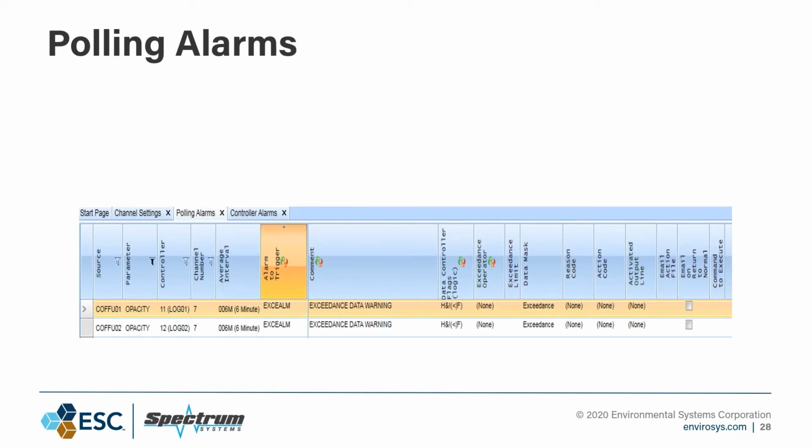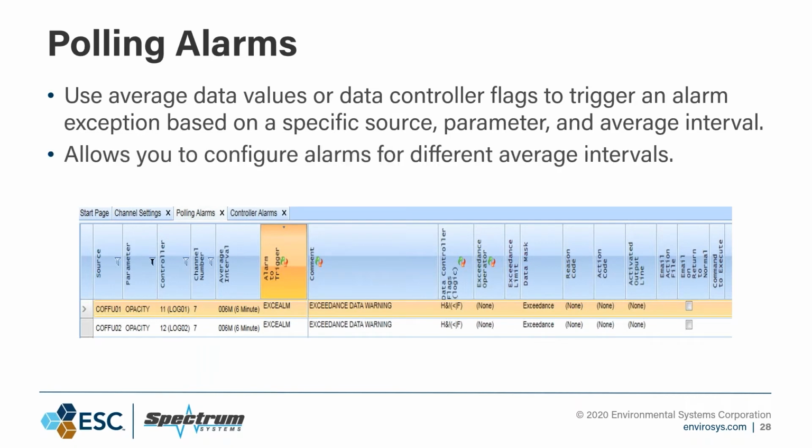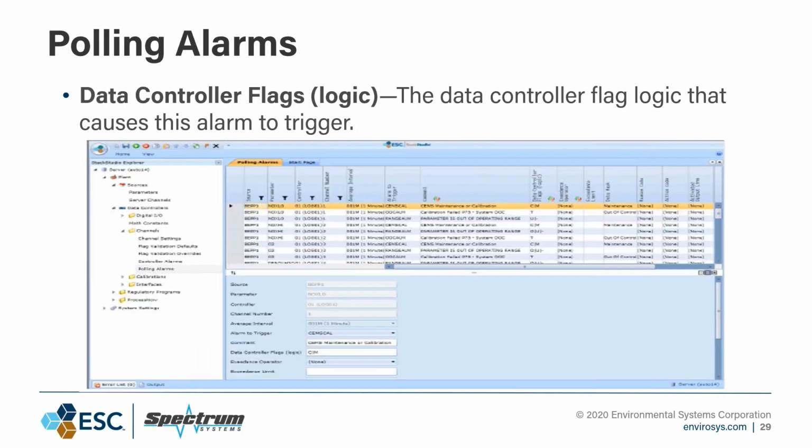Polling alarms use average data values or the data controller flags to trigger an alarm exception based on a specific source parameter averaging interval. This lets you configure alarms for different averaging intervals. This is for any interval that's in the channels: 1 minute, 6 minute, 15 minute, 1 hour. So, data controller flag logic in Stack Studio.